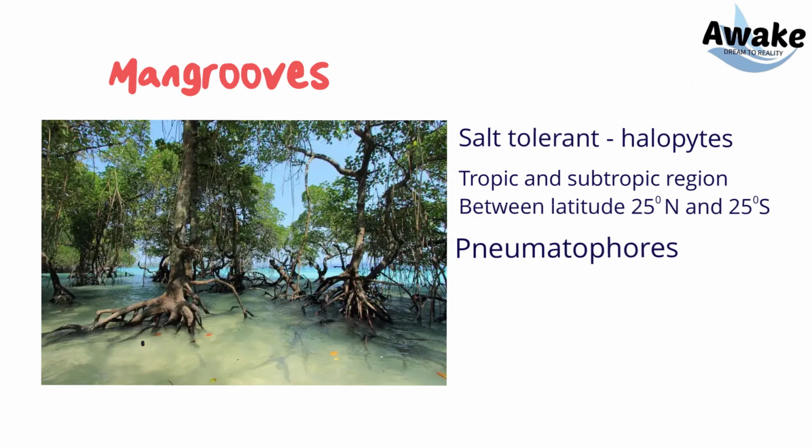And the next thing is mangroves. These mangroves are very small trees or shrubs present in coastal saline or brackish water. They are salt tolerant.